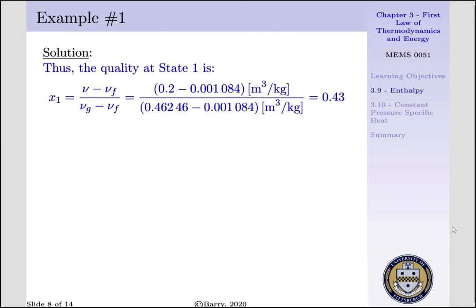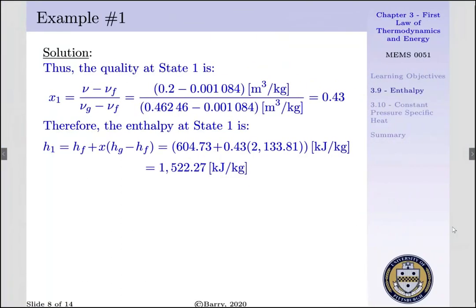Our quality at state 1 is equal to our specific volume minus our saturated liquid specific volume per our saturated vapor specific volume less our saturated liquid specific volume taken at 400 kPa. Or our quality at state 1 is 0.43. This allows us to find our enthalpy at state 1.